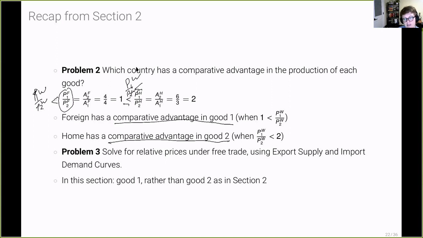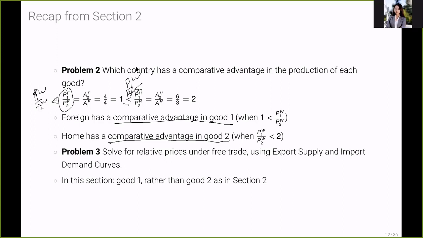And so it's more profitable for me to make good one and then buy good two on the world stage. It's really a statement that because my opportunity cost of producing good one is lower than the other country's, I will find it more profitable to produce one good rather than the other. And because in the Ricardian model we only have two goods and labor, with constant returns to scale in labor, one and only one good is going to be the more profitable one to produce.